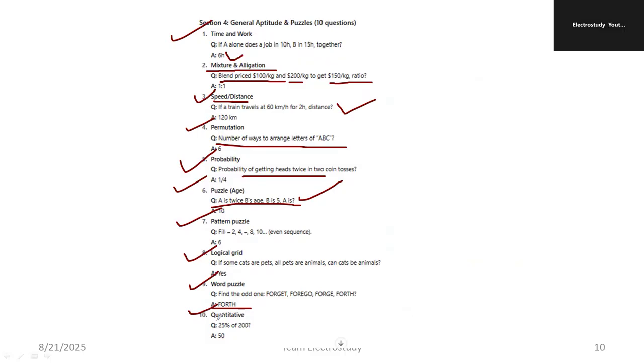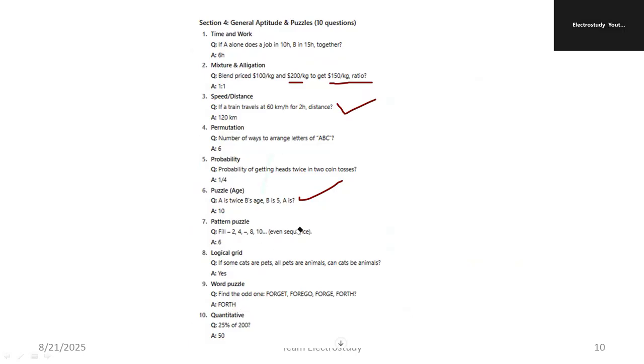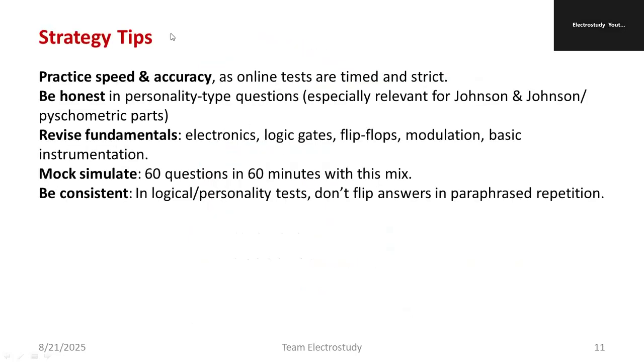Similarly, quantitative: 25 percentage of 200. Okay, you should know what is percentage. That means 25 by 100 into 200. So don't take more time. So first of all, whichever the question you know, try to answer it first. Later you can search and work more on unknown questions. There is a small strategy I would like to suggest you. Practice speed and accuracy as online tests are limited and strict. So try to boost up your speed.